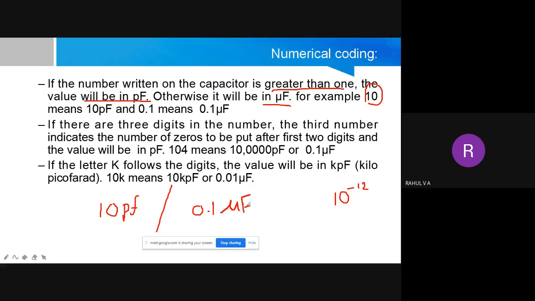Otherwise, if it is equal to 1 or less than 1, it is in microfarad. For example, if it is 1, that is 1 microfarad. If it is 0.1, it is 0.1 microfarad.